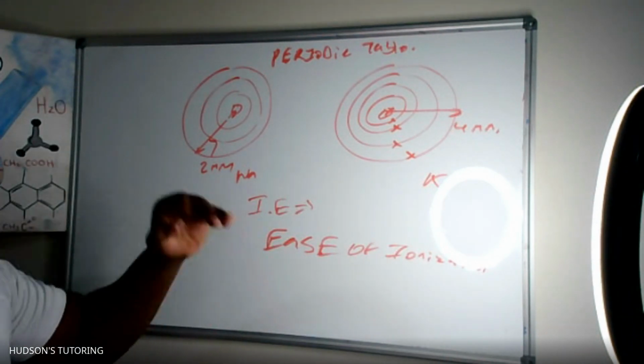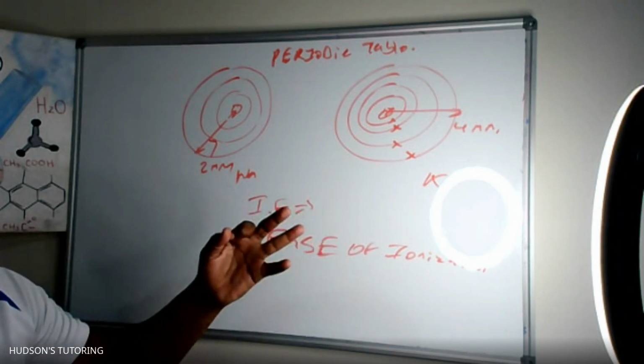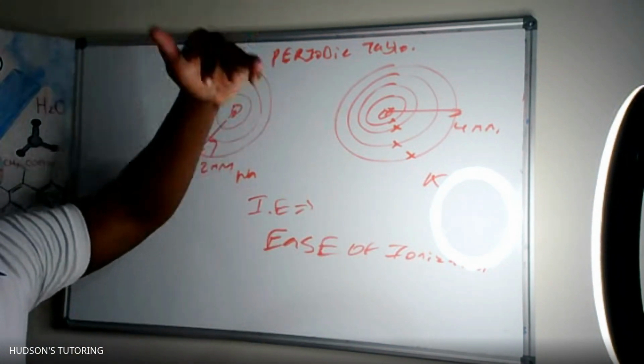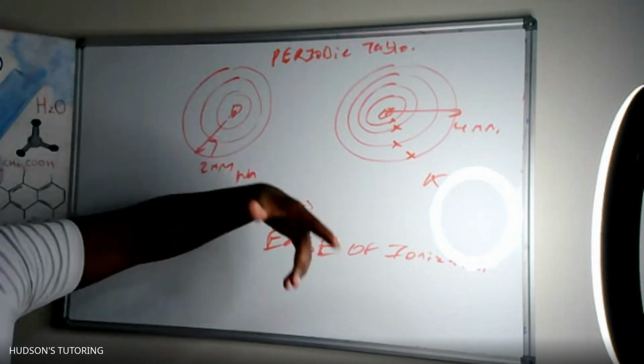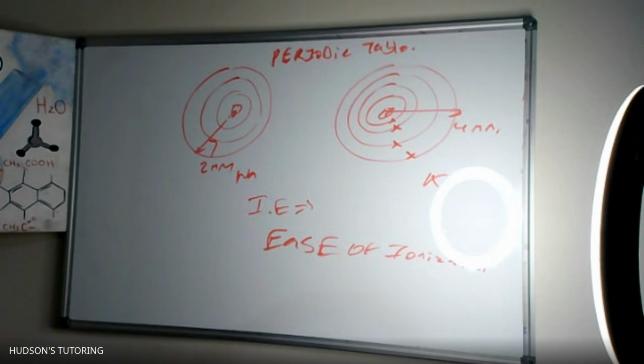It is easier to form ions going down the group, and it makes perfect sense because why? As you go down the group, it is easier to remove these electrons from the outer shells. So that is why ease of ionization increases going down the group. Everybody following me?